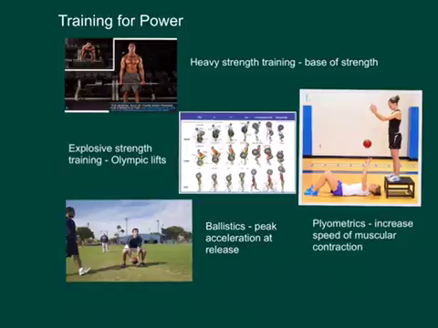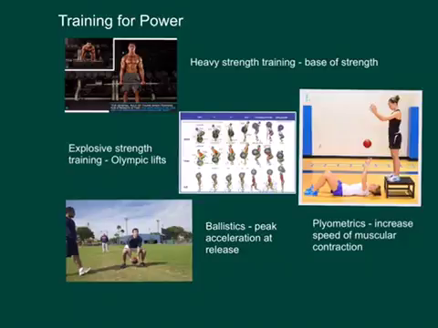Training for power, there are four main methods. Now, for most sports and activities, we would use multiple methods, not just one method. So heavy strength training, again, remember, power is strength and speed. So we need a base level of strength. So it's important before we start really training for power that we have that base of strength training. Then you have explosive strength training, which are things like Olympic lifts. Again, developing those explosive movements of pushing the weight through the different angles and different parts of the body are going to help us with our power.